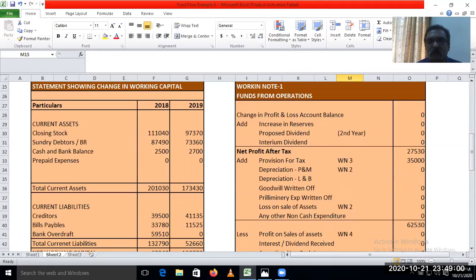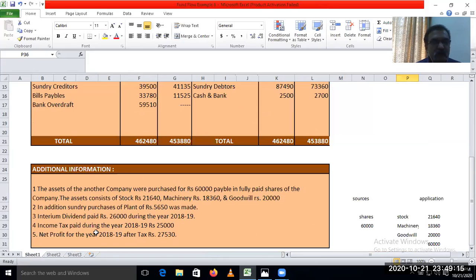This is over. We are preparing the funds from operations working note. Net profit after tax was directly given to us. Provision for tax, we have just got this amount. Now next is depreciation. Now what about depreciation? Nothing is mentioned. You can check out additional information. Nothing is mentioned about the depreciation, but some other information is given.